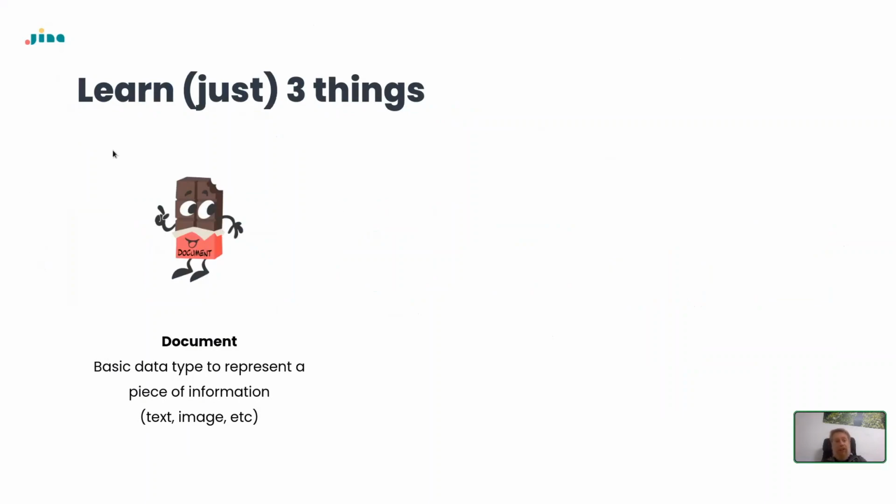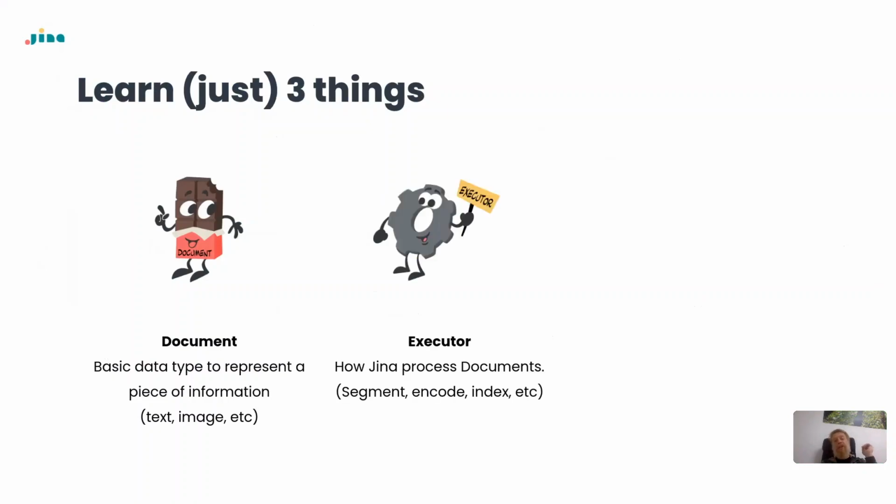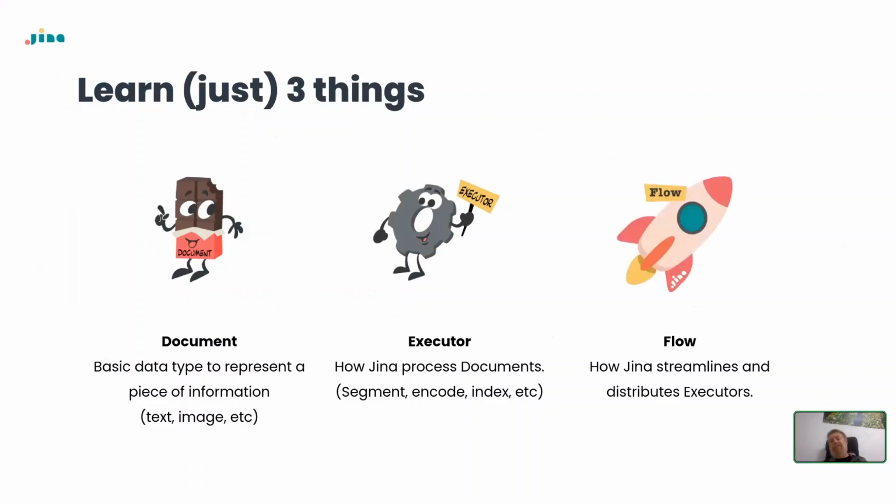Jina has 3 basic concepts you need to learn. If you want to build a search engine, you have documents. They're the thing you put in and you get out. So if you want to search images, you put images in. Maybe you use an image to search for similar images. Those are all documents. An executor does a simple thing. Like maybe it'll detect the objects in an image, or it'll break a text into sentences. And if you want to perform a high-level task, you connect a lot of small-level tasks, in life and in Jina. So we call the higher-level task a flow.